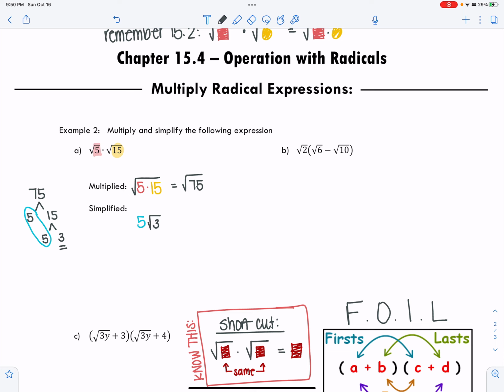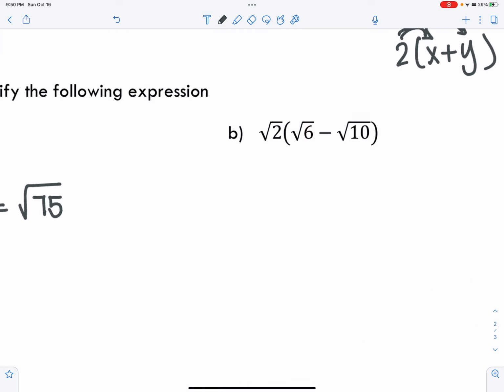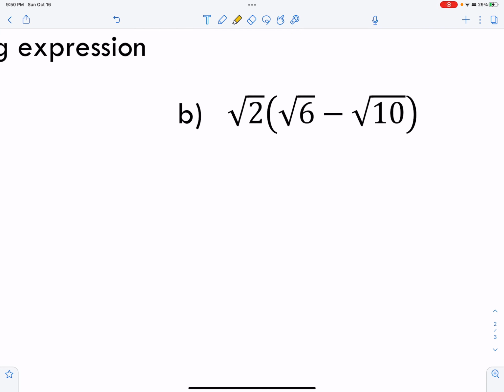All right, letter B looks a little different. So letter B, I've got a number outside of parentheses. So if I saw this, what you would do is you would distribute and get 2x plus 2y. We multiplied 2 times x to get 2x and 2 times y to get 2y. I'm going to do the same thing. I'm going to take this square root 2 and I'm going to distribute it to everything inside the parentheses. So if you have a number outside of parentheses, you're going to distribute.